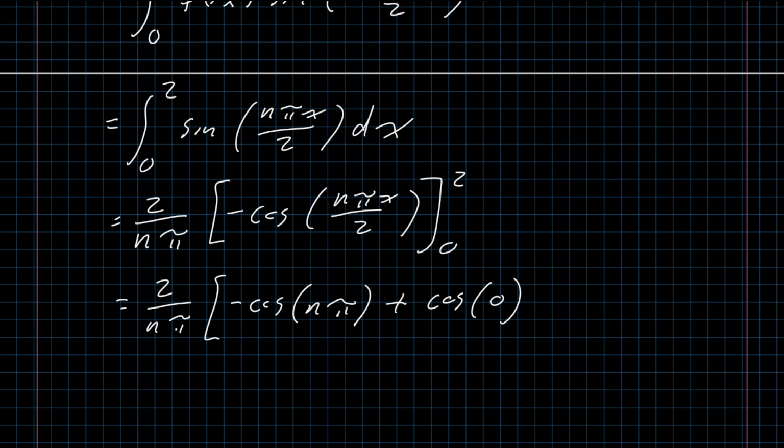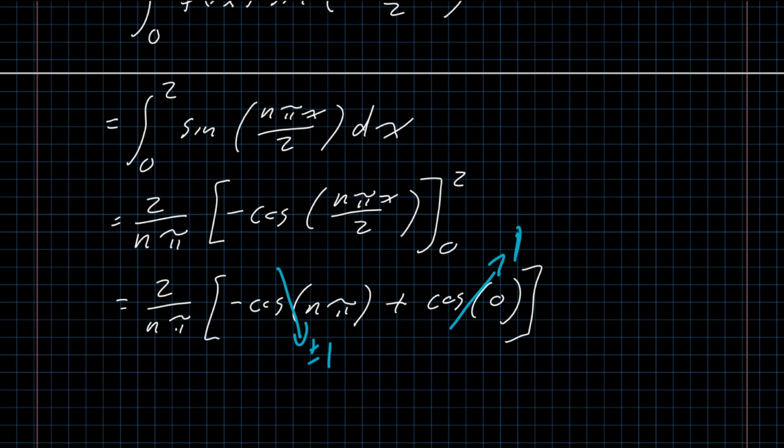Plug in 0 and everything cancels out. Cosine of 0 is not 0. I'm trying to write and talk at the same time. Cosine of 0 is 1. Cosine of n pi is sometimes 1 and sometimes negative 1.